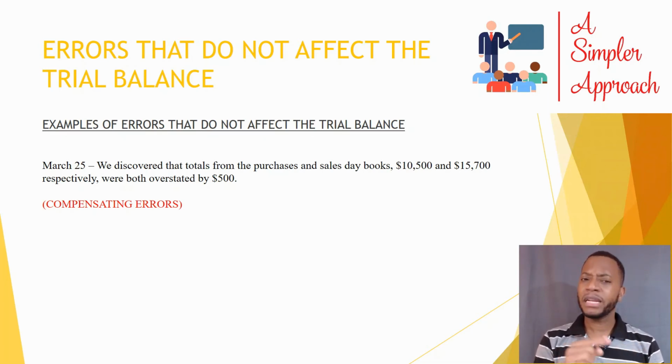Oh, let me rewind a little bit. Overstated by 500 means it has 500 too much. So the purchases account has 500 too much and the sales account has 500 too much. Okay, cool.